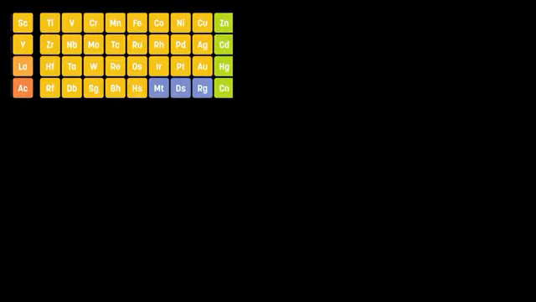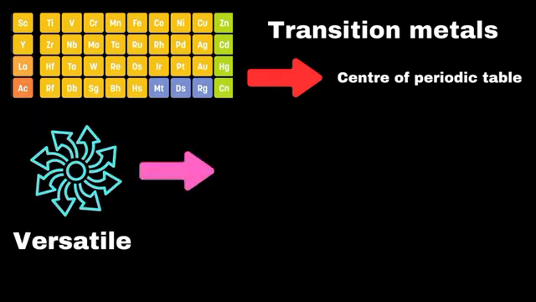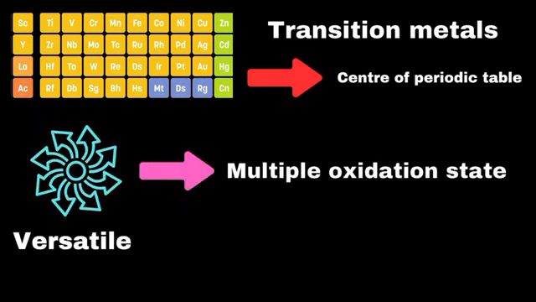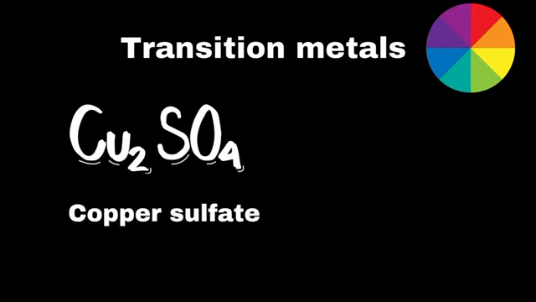D block elements, also called transition metals, are found in the center of the periodic table. They are versatile due to their ability to form multiple oxidation states and complex ions. Examples include iron, copper, and gold. These metals are usually hard, have high melting points, and are excellent conductors of electricity. Transition metals are known for their colorful compounds, such as the deep blue of copper sulfate.